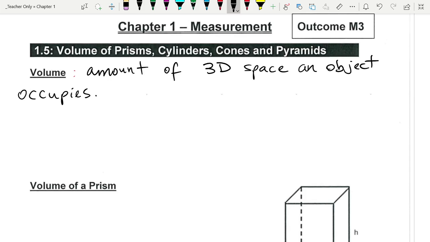And they gave us lots of extra space here, so let's fill that with this idea. It's measured in cubic units.